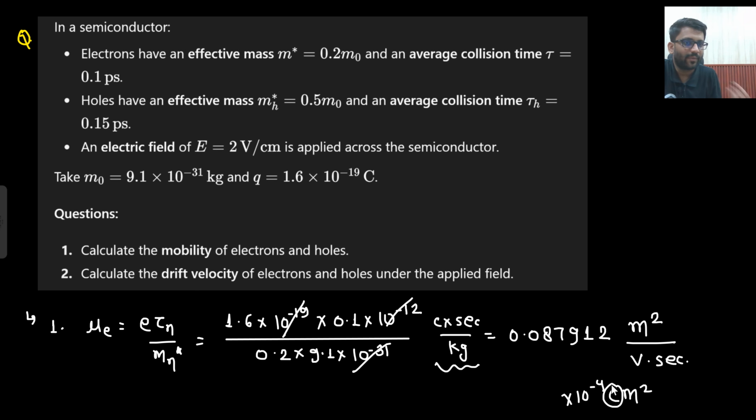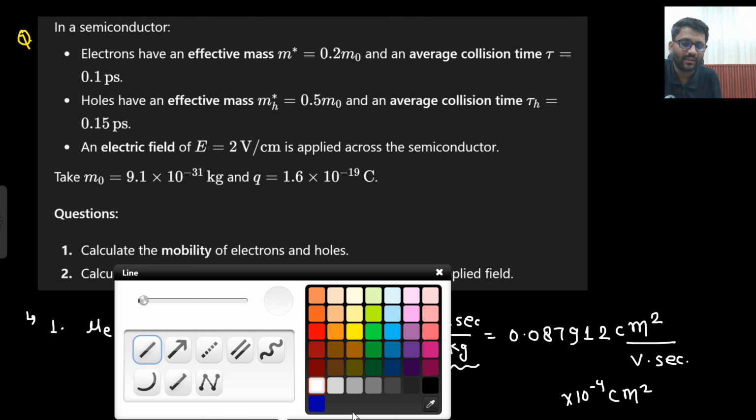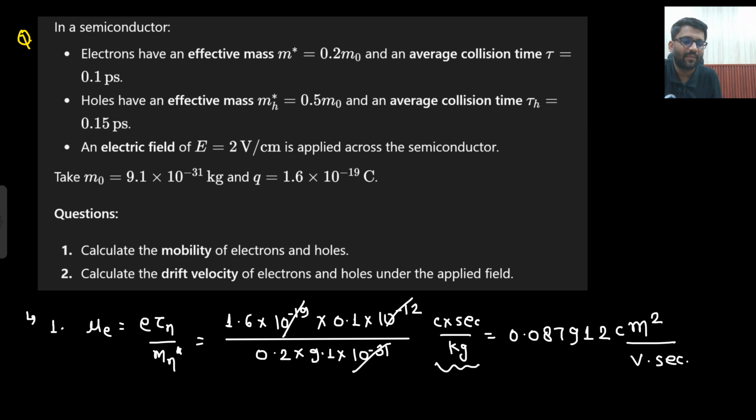This centi is 10 to the power minus 2. If I am doing square, that means 10 to the power minus 4. So if I need to put centi here, that means I am multiplying with 10 to the power minus 4. That means I have to divide by 10 to the power minus 4 as well. Are you able to understand this point? Just the conversion I am telling you.